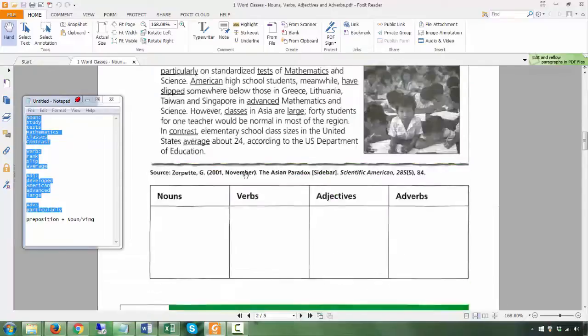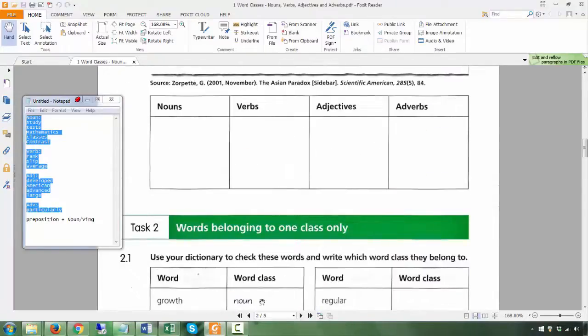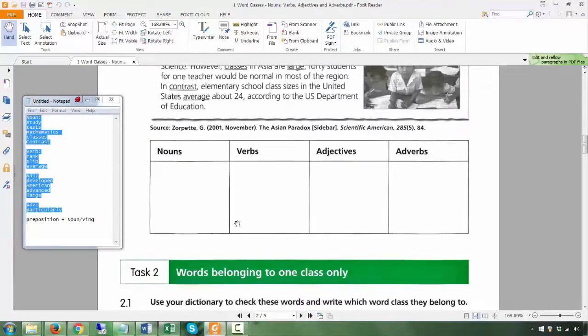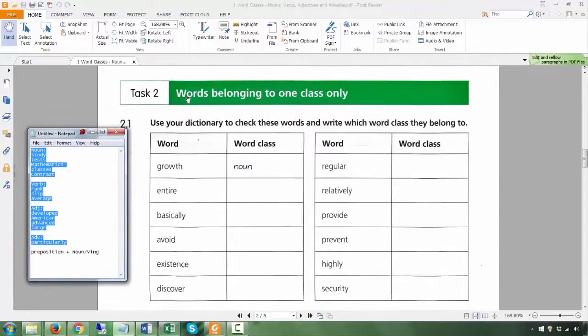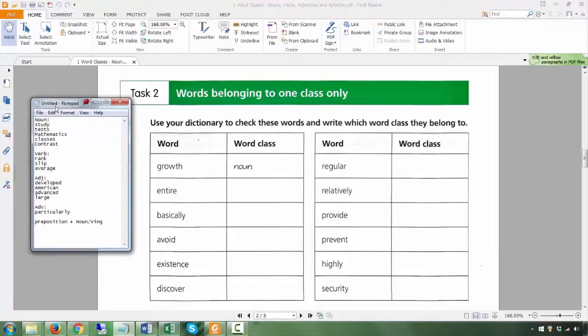Just going through all this and teaching you a bit about the different word classes and the sentence structure, that's almost 30 minutes. That's a lot of time, but a lot of good information there. So this task 2 is words belonging to one word class only. Remember, I said many words could have more than one, like study is both a verb and a noun. Test is both a verb and a noun. Just now we saw average is both a verb, a noun, and an adjective. So these words only belong to one word class.